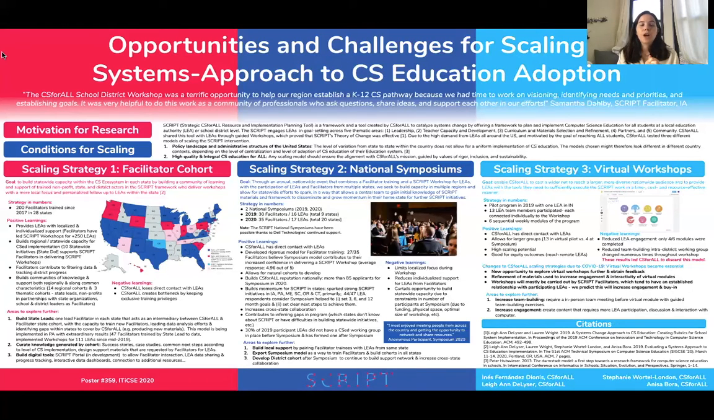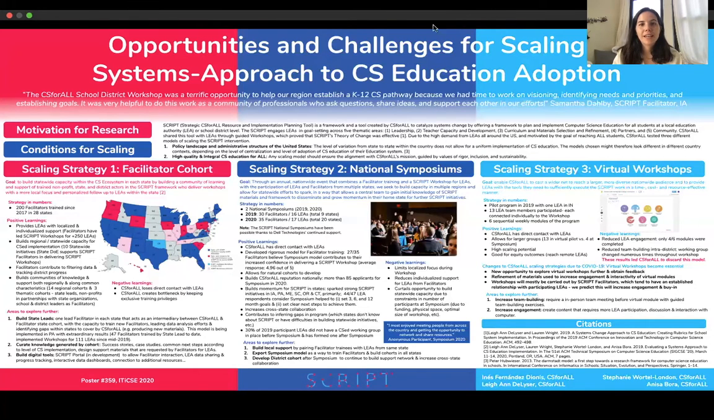And we are trying to really have our local facilitators, who normally have those personal relationships with the districts on the ground, implement the workshops and not CS4All anymore, because we're too far removed for the districts to see us as a reference. So hopefully, we will be able to present more results on this scaling strategy in the future.